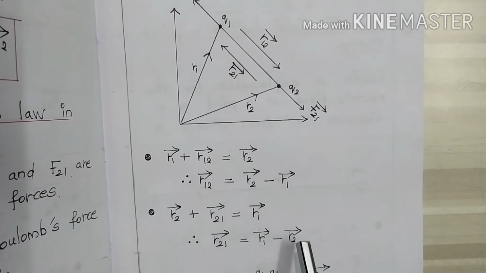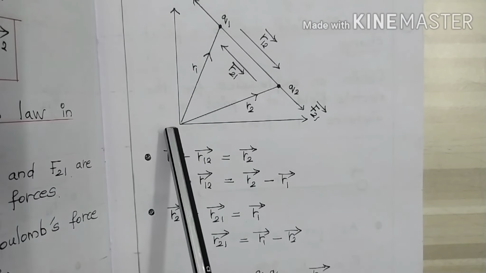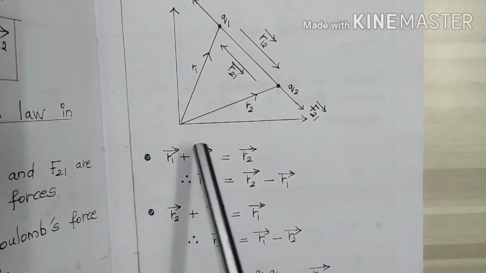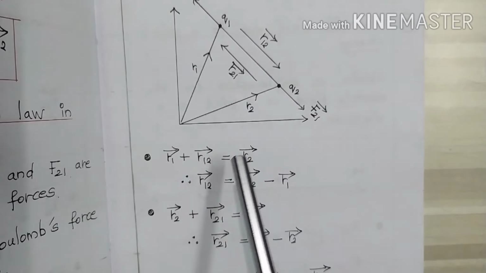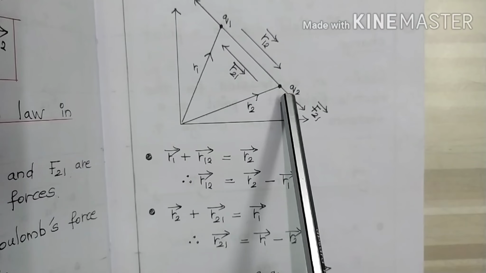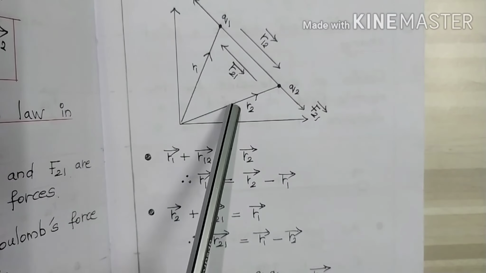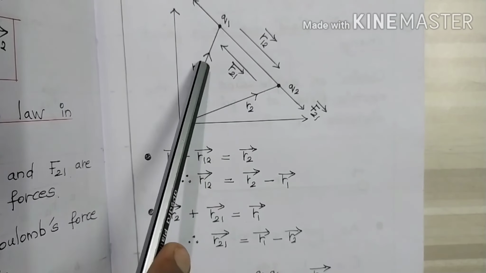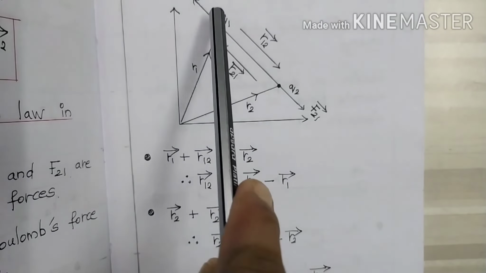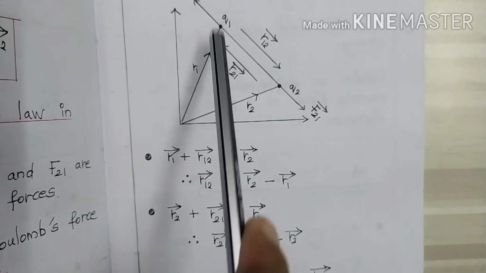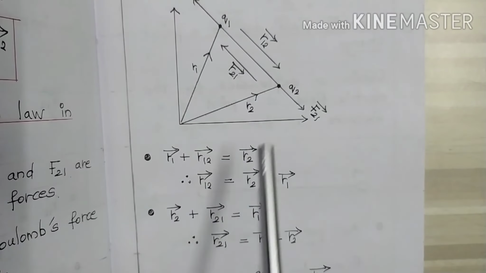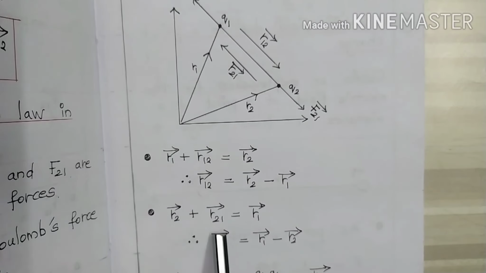Then in the next step, I am going to take the same vector addition in the anti-clockwise direction. That is R2 vector plus R21 vector. So the third side of the triangle now is R1. So R2 plus R21 is equal to R1 vector. Therefore R21 vector is equal to R1 vector minus R2 vector.